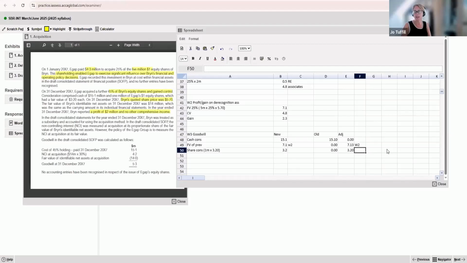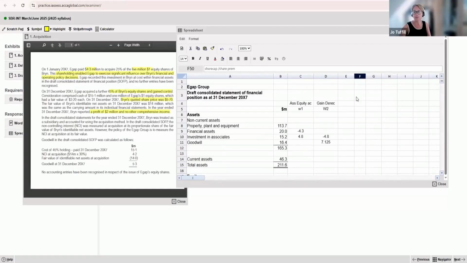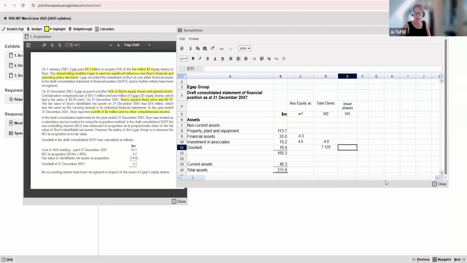We've issued the shares. So we therefore need to add it to goodwill, and we therefore need to create a share capital and share premium, because that will be the other side of the entry. So that's the next thing we need to adjust for up here. In working 3, we need to issue the shares. So in working 3, we're going to issue the shares. Actually, we can make that bigger, that way. And so we're going to add them to goodwill, which is 3.2, and we're going to issue them.